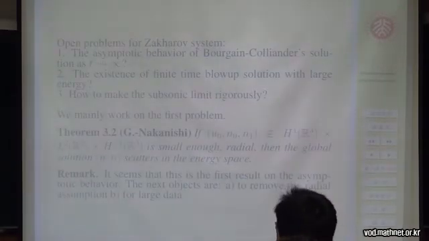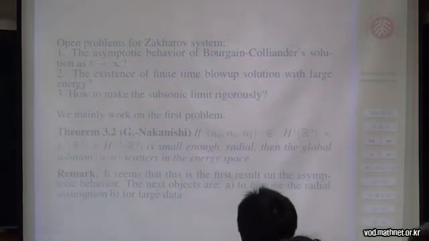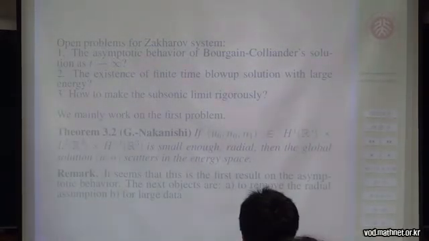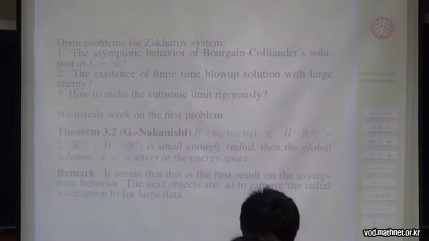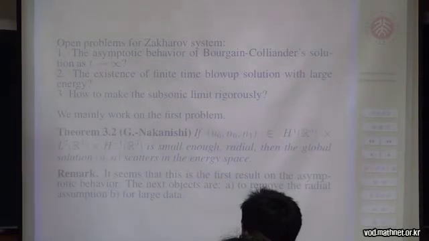Now the problems for the Zakharov system. The interesting problems to me for the Zakharov system are the following three. The first one is, Bejenaru-Colliander solutions exist globally. What is the asymptotic behavior as t goes to infinity? So we expect scattering in 3D. The second one is the existence of finite time blow-up solutions with large energy or negative energy, whatever. Just find any blow-up solutions.